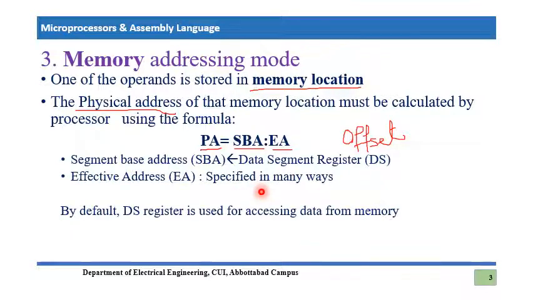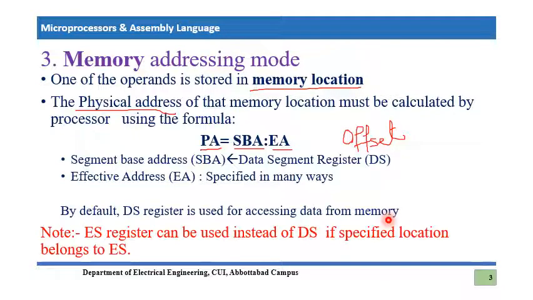By default, the data segment register is used for accessing data from memory unless we define another segment. We have already learned while we covered segmentation that the data segment is just one of the segments. There are some other segments like the extra segment and stack segment, in which we can store data. So instead of the data segment register, we can use those segments' memory locations as well, but in that case those segments must be defined, and that we call segment prefix override, and we are going to learn about it as well.